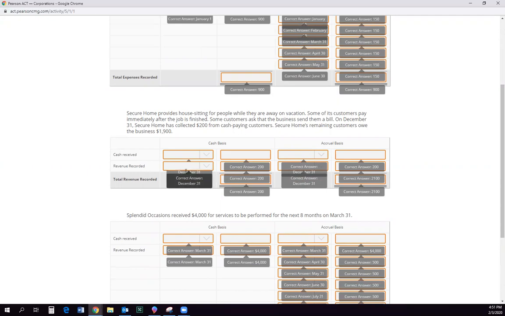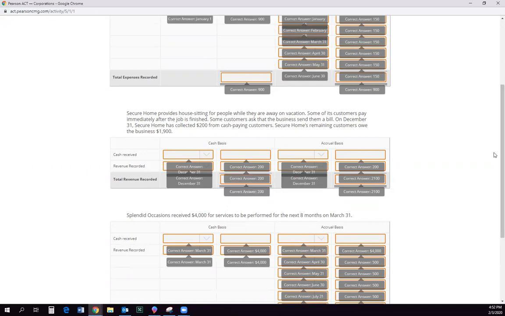So under a cash basis, we're going to show the cash received December 31st, and we're going to record the $200 as revenue, that's the amount of cash we received. We record that as revenue on December 31st as well, of $200, and our total will be 200. So again, under cash, we record revenue when we receive the cash.